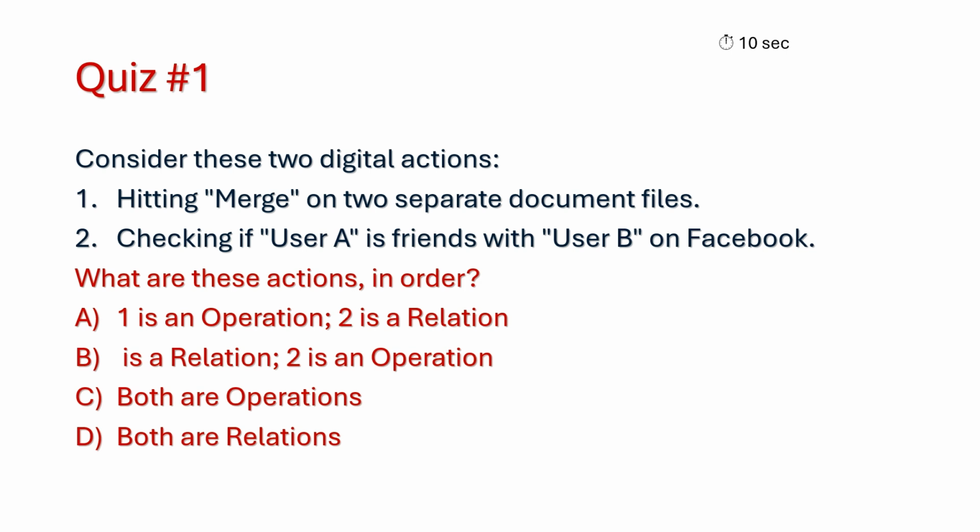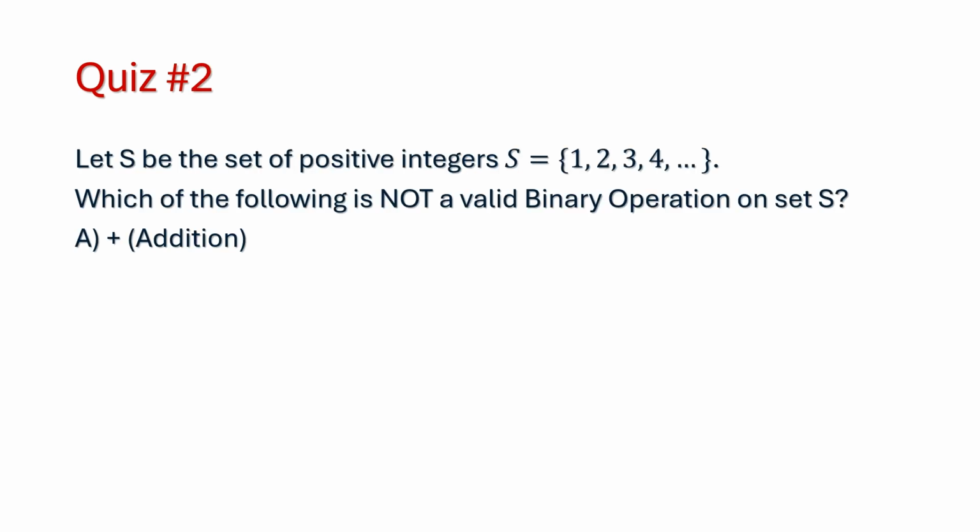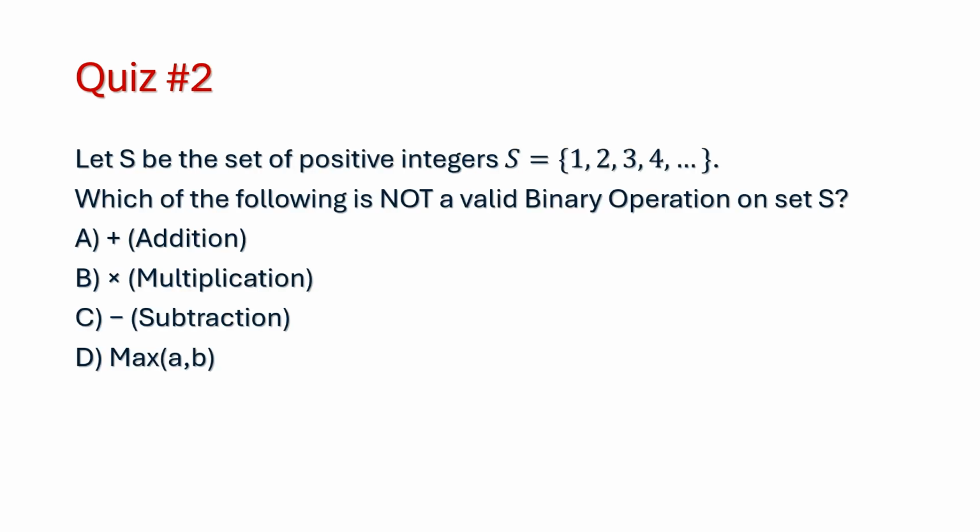Well, the answer would be: hitting merge on two separate document files means we are combining two things to get a new output, that is the blender example, and hence one is going to be a binary operation. Here we are simply checking if user A is friends with user B. So checking does not give you a new output, and hence 2 is a relation. So the correct answer would be 1 is an operation and 2 is a relation. Let us look at the next one.